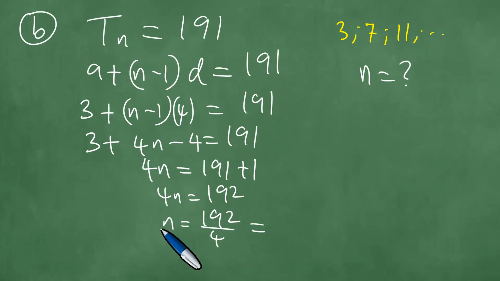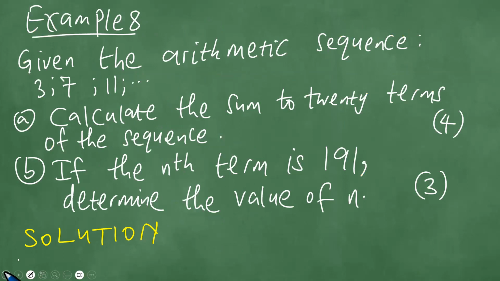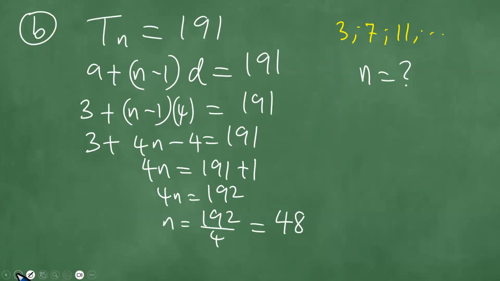What is 192 divided by 4? Giving us 48. 48. Okay. Well done. I trust you there. It's exactly 48. Because now the question was that at this point, what were we supposed to do? If the nth term is 191, determine the value of n. We got that the value of n, hence n equals 48. And this is the value of what? This is the value of n.